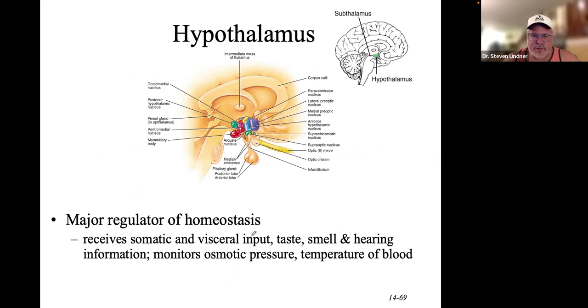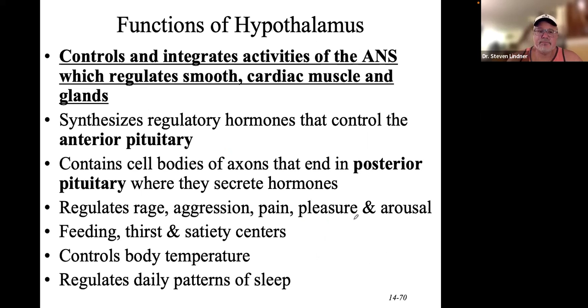It receives somatic and visceral input regarding taste, smell, hearing. It monitors osmotic pressure. It's dealing with the temperature of the blood. It manages and monitors your fever. It controls and integrates the autonomic neural system, which regulates your smooth muscle, your cardiac muscle, all your glands. It synthesizes regulatory hormones that control the anterior pituitary. And the hypothalamus has axons that extend directly into the posterior pituitary, where they secrete hormones as well.